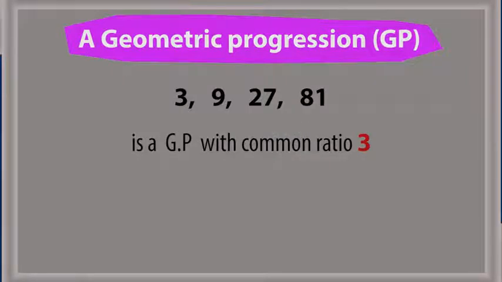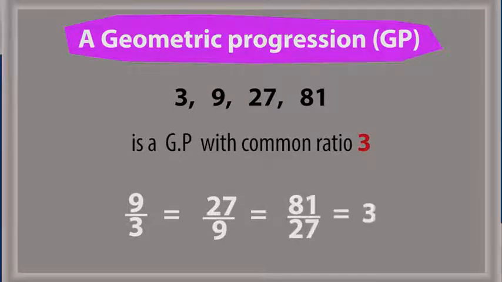The sequence 3, 9, 27, 81 is a GP with common ratio 3. The common ratio is 3 because we have 9, the second term, divided by 3, the first term, and that is equal to 3. Also, 27 divided by 9 is equal to 3, and 81 divided by 27 is 3.